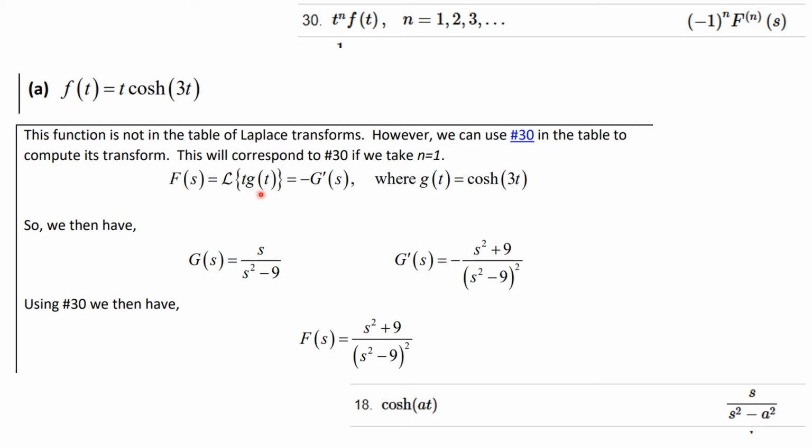Okay, so what happens here is then the transform of this f of t is F of s, and that's the transform of this, but g of t in this case is the cosh, and the cosh formula is found in formula 18, which is down here, and this is going to be by formula 30 minus, this n is 1, and that is the first derivative of G of s. But G of s is this. We're taking the derivative of this with respect to s. We use the quotient rule and simplify, and we get this. So using 30, we have this is our answer. I guess we used 30 and 18.